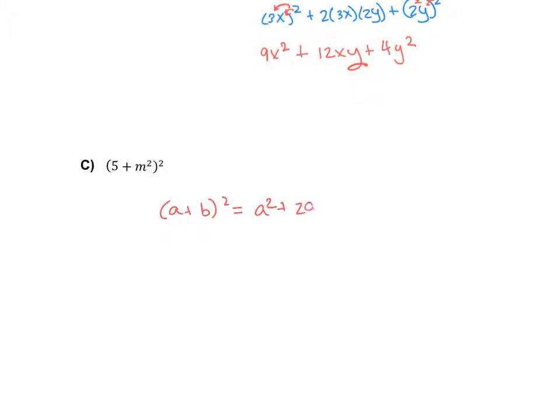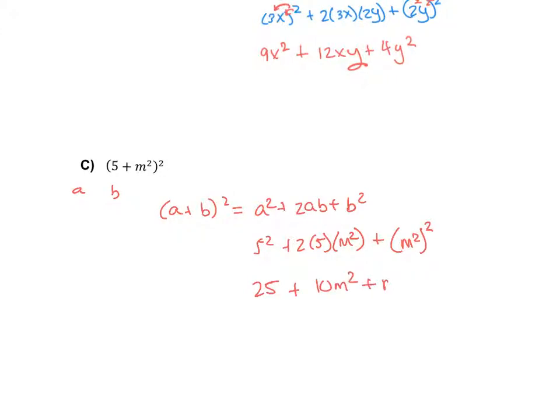And for this one, again, it's going to be a plus b squared, which is equal to a squared plus 2ab plus b squared. So my a is 5, my b is m squared. So I have 5 squared plus 2 times 5 times m squared plus m squared squared. 25 plus 10m squared plus m to the 4th. If I rewrite that in standard form, it'd be m to the 4th plus 10m squared plus 25. You might have already realized this was written sort of backwards to begin with. We would normally write that as m squared plus 5.